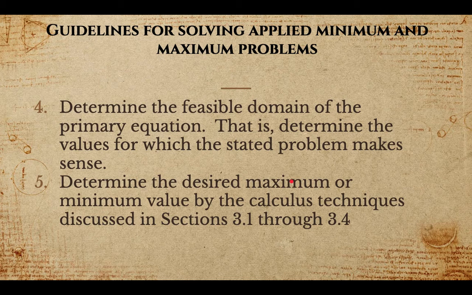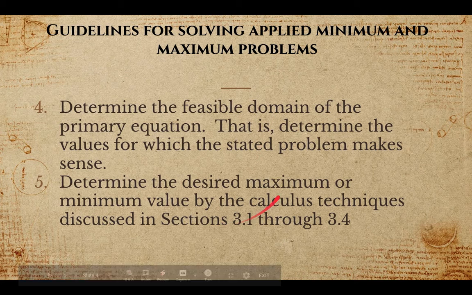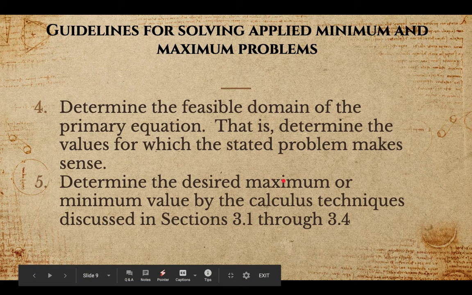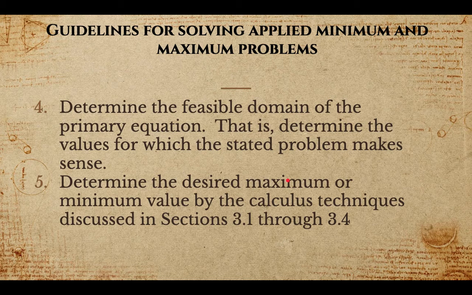You want to look at the feasible domain. What numbers make sense? Again, to find the maximum, you need an interval. To guarantee you're going to have a maximum or a minimum, you need a closed interval, and it might be one of the endpoints. So you need to find those feasible values, and then you determine the maximum and the minimum using the stuff we did at the beginning of the chapter.